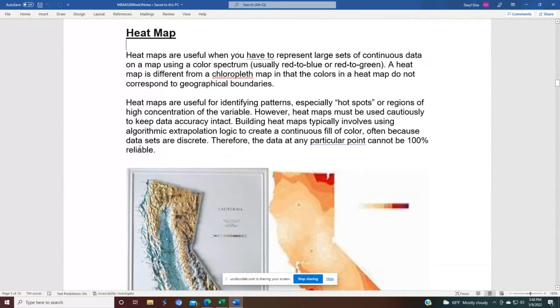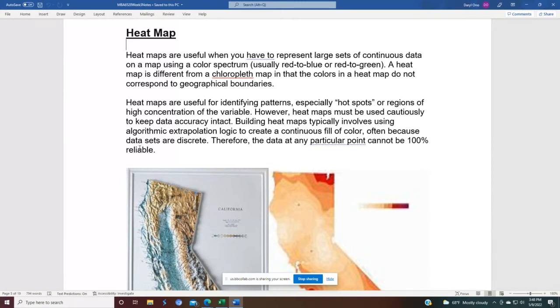Okay, now the next type of map that we want to discuss are called heat maps. So heat maps are useful when you have to represent large sets of continuous data on a map using a color spectrum, usually red to blue or red to green. A heat map is different than a choropleth map in that the colors in a heat map are not limited to geographic boundaries. Heat maps are useful for identifying patterns, especially hot groups or regions of high concentration of the variable. Heat maps must be used cautiously to keep data accuracy intact.